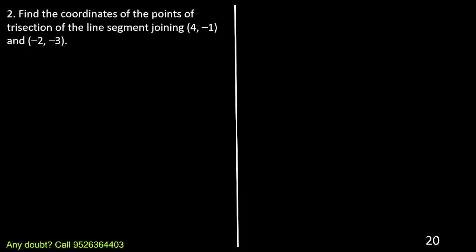Look at this question. Find the coordinates of the point of trisection of the line segment joining (4, -1) and (-2, -3).